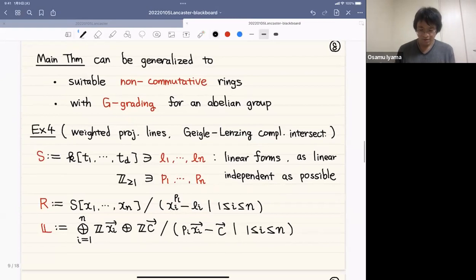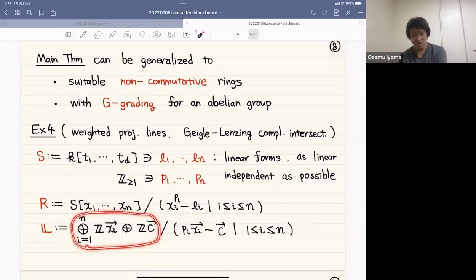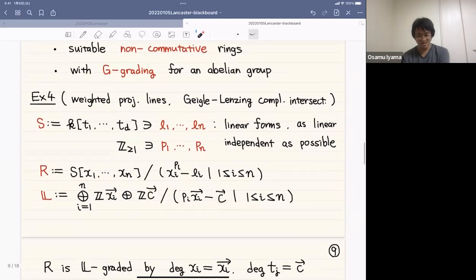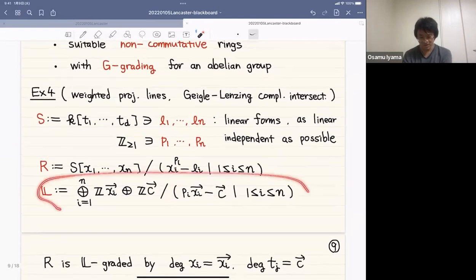This gives us a regular sequence, and this R is a Gorenstein ring. Actually the case d equal to 2 is the very famous example of the weighted projective line. This Gorenstein ring R is graded by a certain abelian group of rank 1, usually denoted by L, defined as a quotient of the free abelian group with basis x_i vectors and c vector modulo the subgroup generated by these relations. This relation, or this grading, is very natural, very canonical.